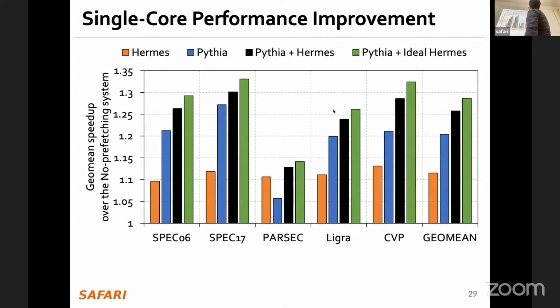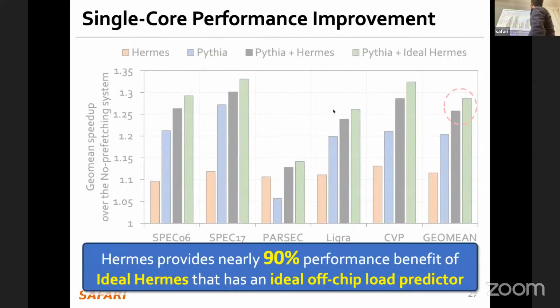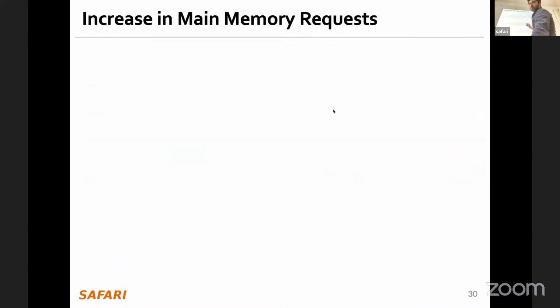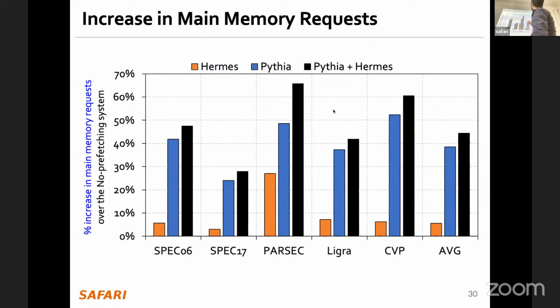And the third observation is that if you have an idealistic version of Hermes, which knows perfectly which load requests are going to go off chip, our online realistic version of Hermes provides nearly 90% of the performance benefit of what ideal Hermes can provide. So that also shows that your prediction accuracy is near to what you can provide in the idealistic world.